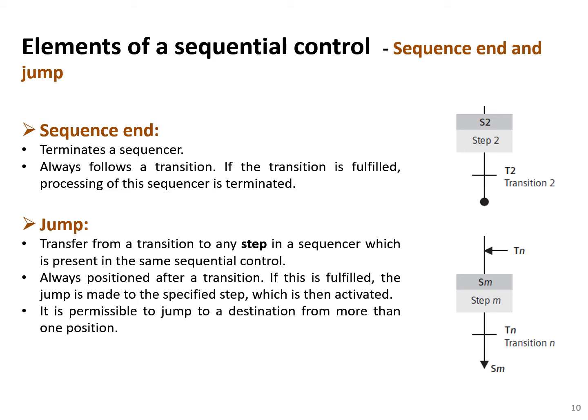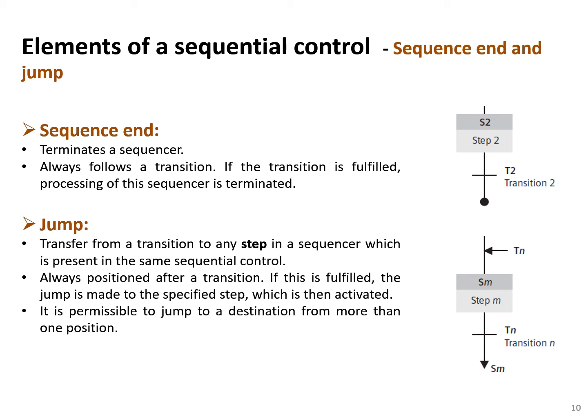More elements of a sequential control: sequence end and jump. Sequence end. This is the sequence end. You see this big dot terminates a sequencer. So when it comes to this dot, everything is finished. It's terminated. It always follows a transition. So we need a transition. After the transition, the sequencer will stop. The program will be finished. If the transition is fulfilled, processing of this sequencer is terminated.